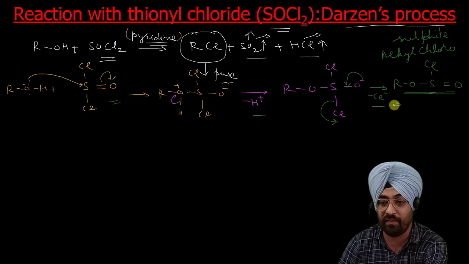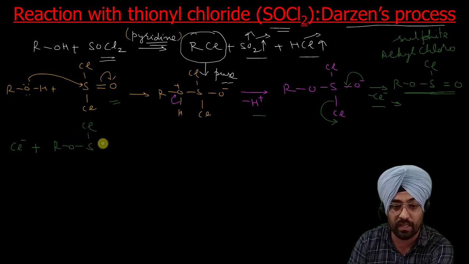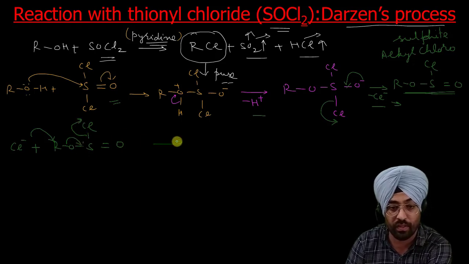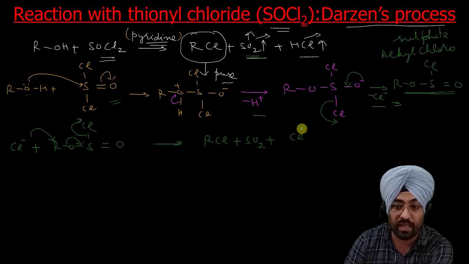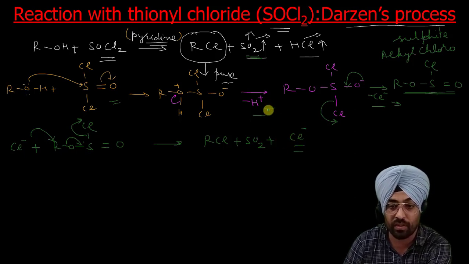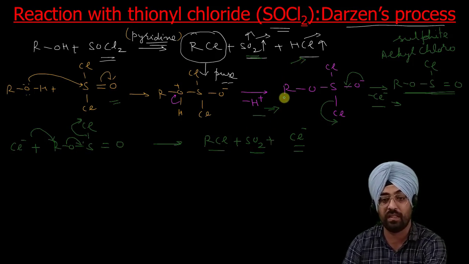Now this Cl negative attacks here. So Cl negative plus ROS(Cl)=O, it attacks here, it goes here, and this Cl is removed. Because we have to produce SO2 also in this reaction, we get RCl plus SO2 plus Cl negative. This Cl negative and H positive combine to give you HCl. So these are the products: RCl plus SO2 plus HCl.